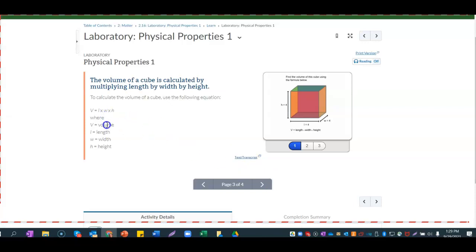You use this formula, length times width times height. So if you're looking in the example here, you have a perfect square, which means all the sides are equal. So that makes it very easy to find the volume.